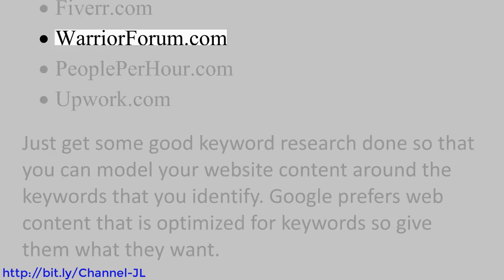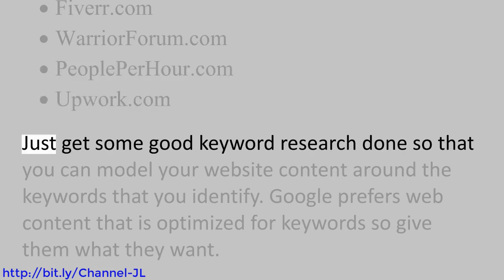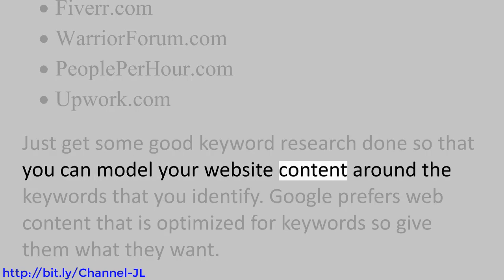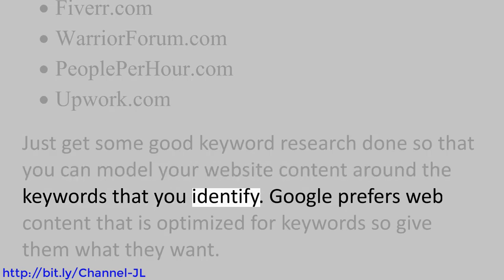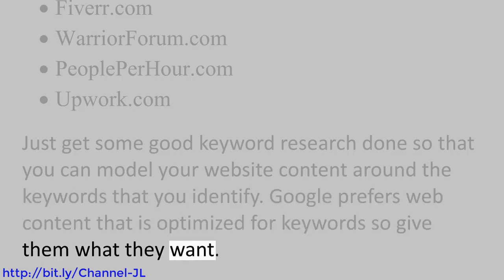Fiverr.com, WarriorForum.com, PeoplePerHour.com, Upwork.com. Just get some good keyword research done so that you can model your website content around the keywords that you identify. Google prefers web content that is optimized for keywords, so give them what they want.